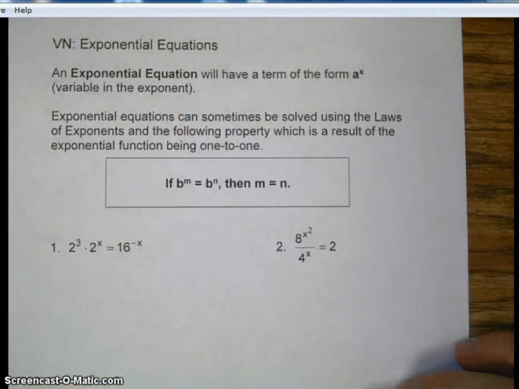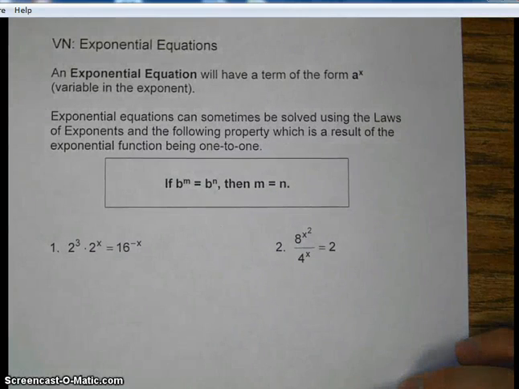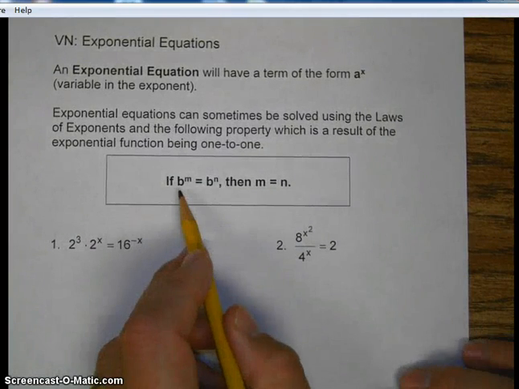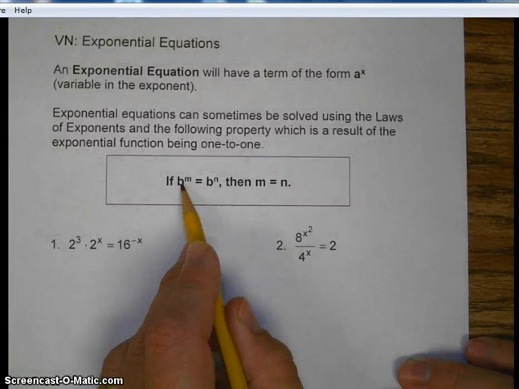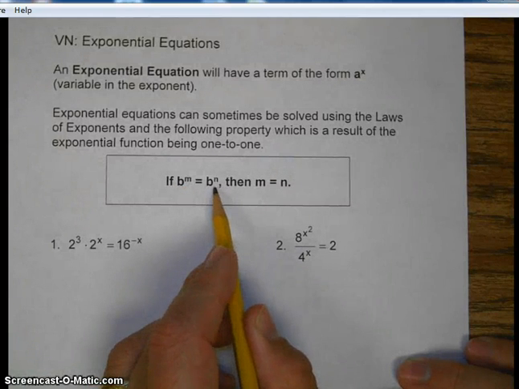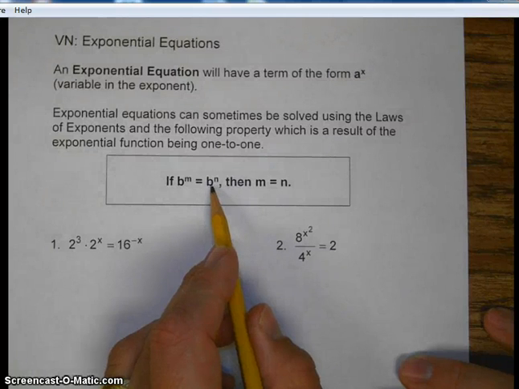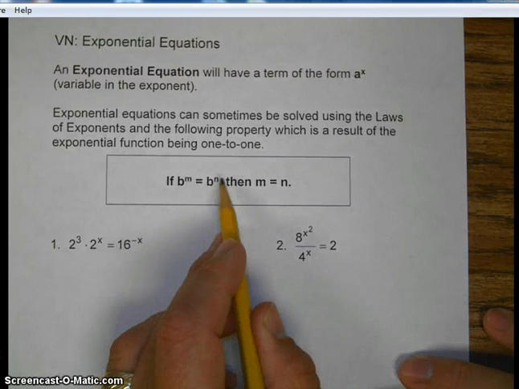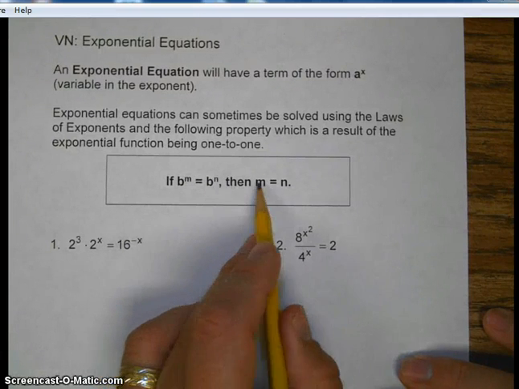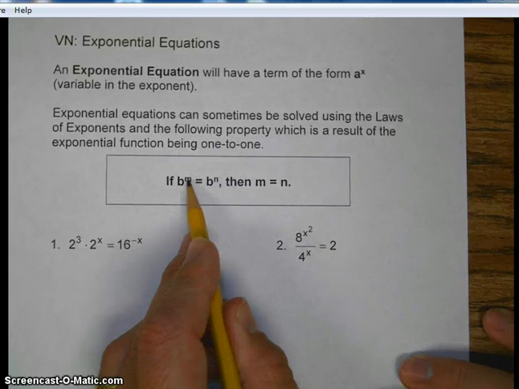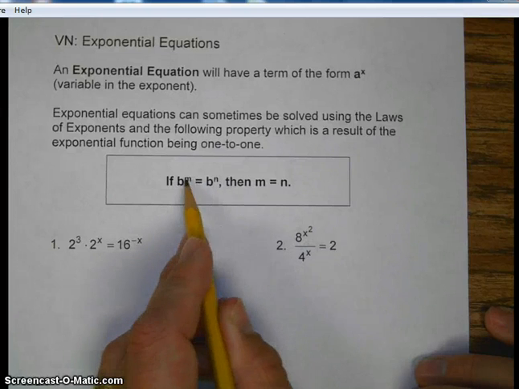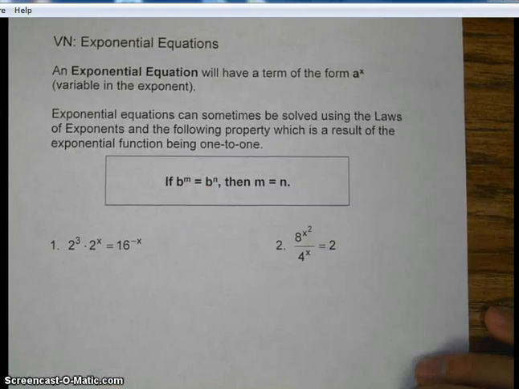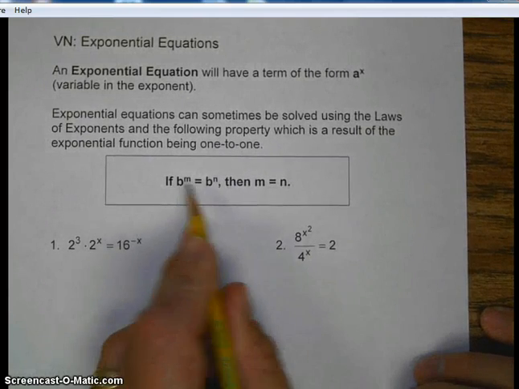In order to solve an exponential equation, we are going to use this property right here. If the bases are the same, that's key. The bases must be the same. Then you can set the exponents equal to each other. The exponent will have the variable in it, the x, and then you'll solve for x. I'm going to state it a third time: the bases have got to be the same.